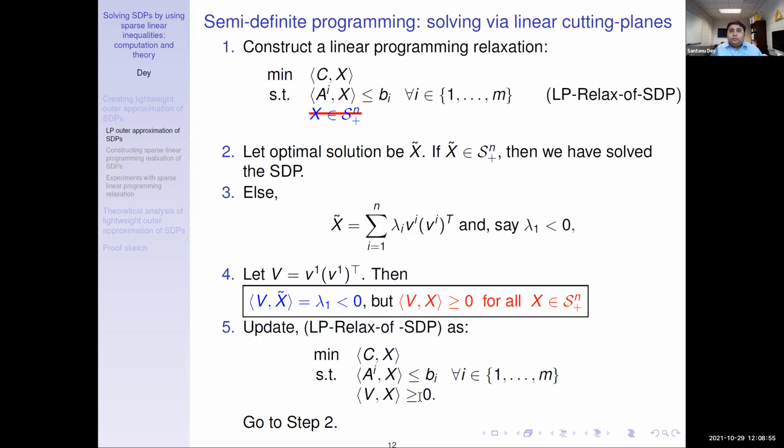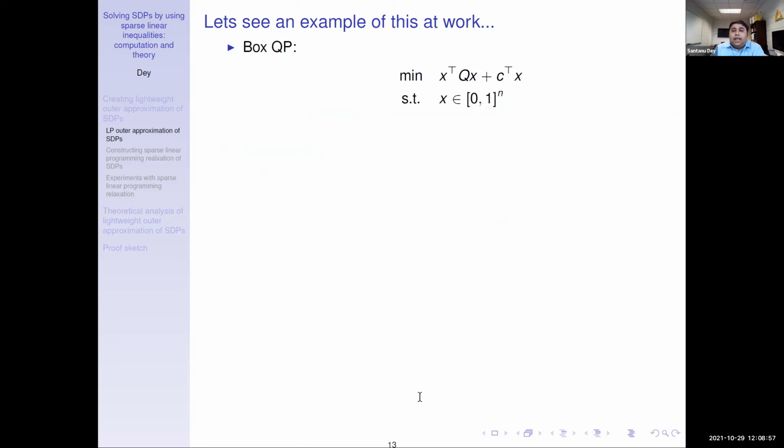Let's try this. Let's apply it to a class of problems, polynomial optimization problems. In fact, quadratic programming problems called the box QP, which is just saying minimize a quadratic form such that the variable is between 0 and 1, continuous. And of course, if Q here was a PSD matrix, this would be a convex program, which would be easy to solve. But we assume Q is not a PSD matrix, and so it's not a convex program.